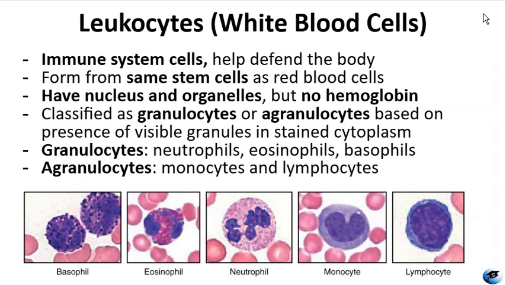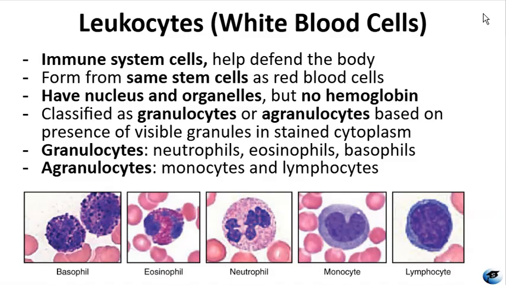Now let's look at the leukocytes, the white blood cells. These are really important for the immune system. These cells help to defend the body against infection, foreign substances, and abnormal cells. Interestingly, the leukocytes develop from the same stem cells in the bone marrow as red blood cells do, but they take a different developmental path. Unlike red blood cells, white blood cells have a nucleus and organelles, which allow them to perform complex immune functions. However, they do not contain hemoglobin, since their job isn't to transport gases.